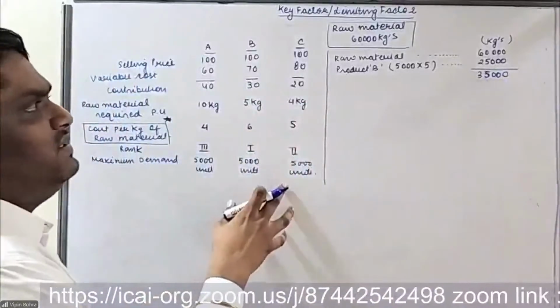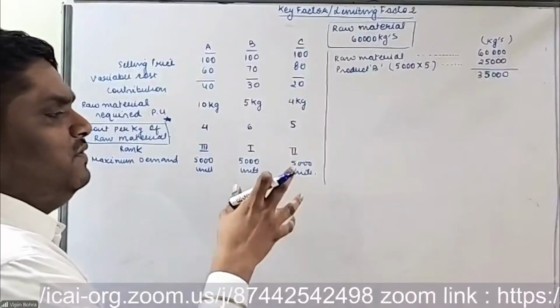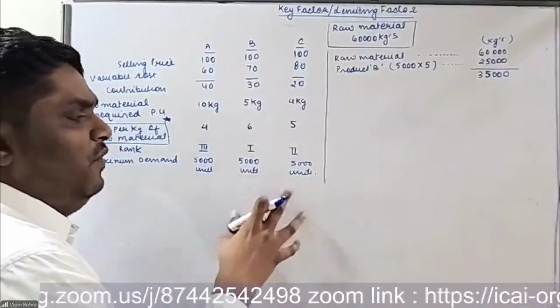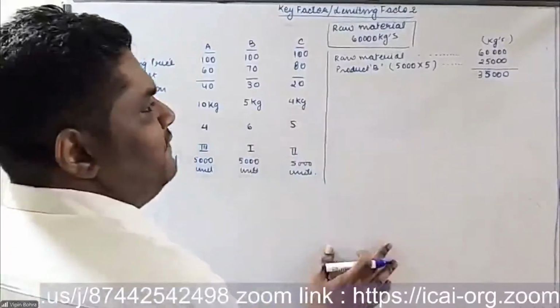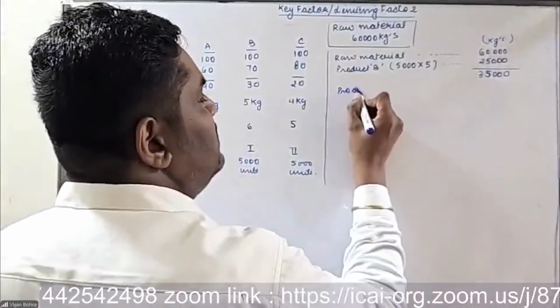Thereafter, we will manufacture product C because it's on the second priority list. Further, the raw material required to manufacture product C, full 5,000 units, is 5,000 into 4, 20,000, and we still have 35,000 kgs of raw material available. So thereafter, we will manufacture product C.